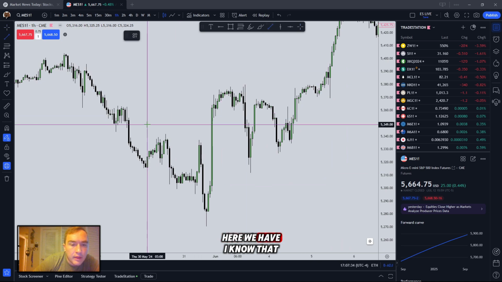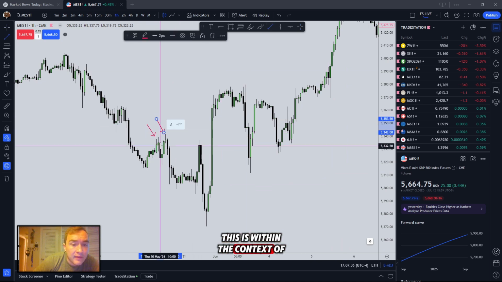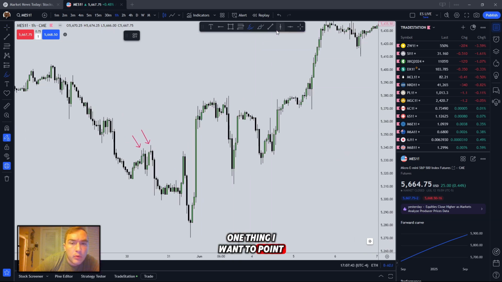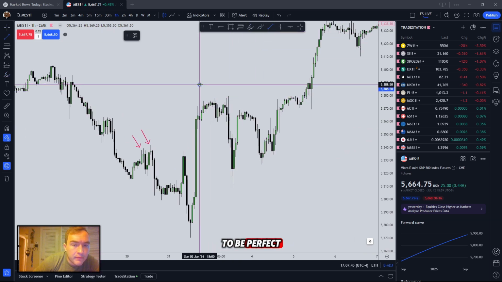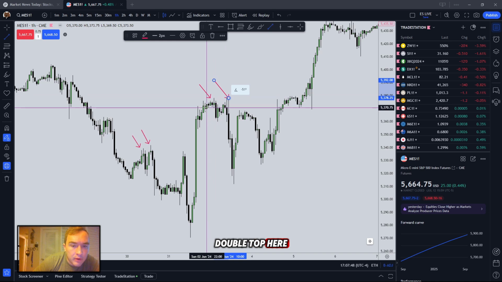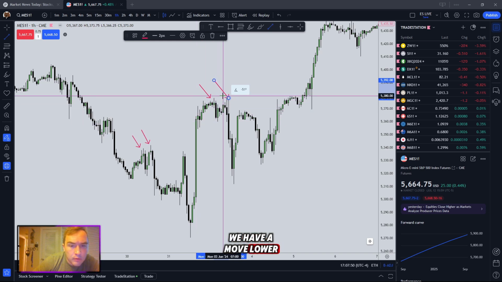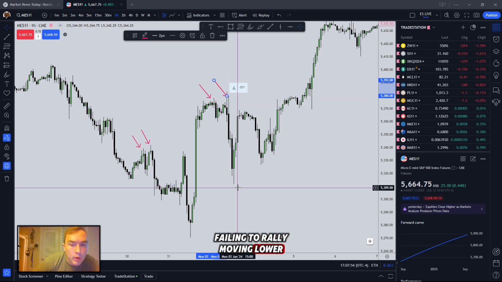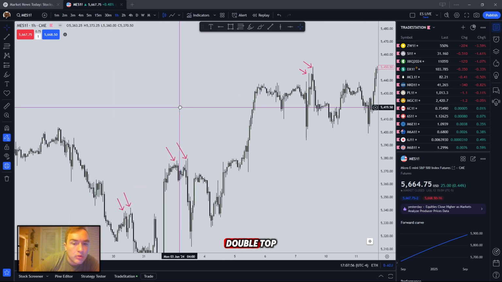Here we have, and I know that this is within the context of a downtrend. Nevertheless, that still is a double top. Now, guys, one thing I want to point out to your attention is that these really don't have to be perfect. Notice that roughly we have a double top here because we have an initial high, we have a move lower, and then we have the market again trying to rally, failing to rally, moving lower. That's the basic idea of a double top.